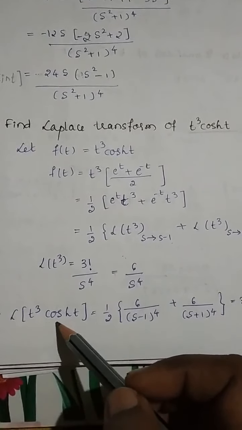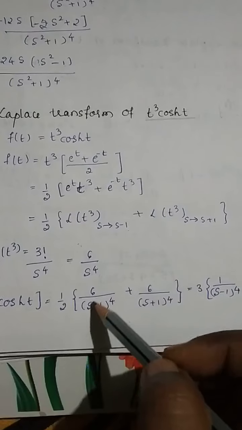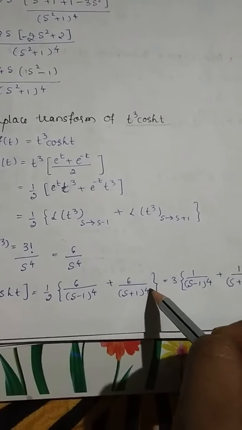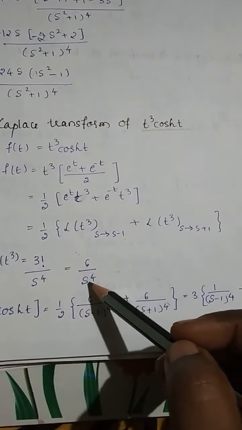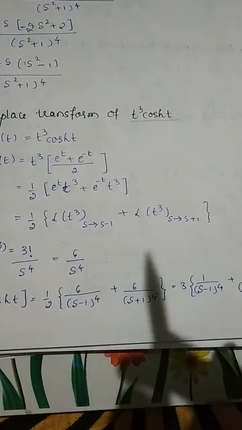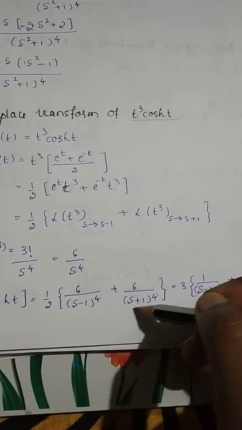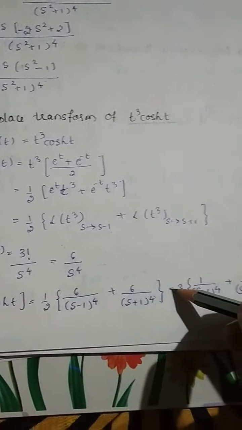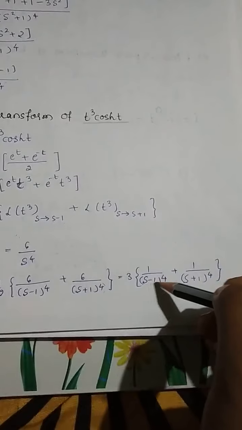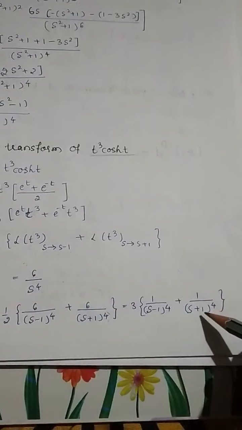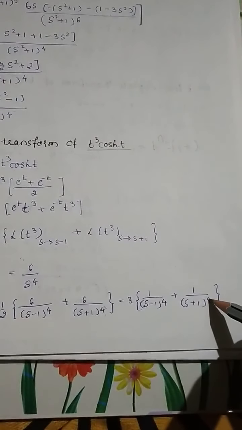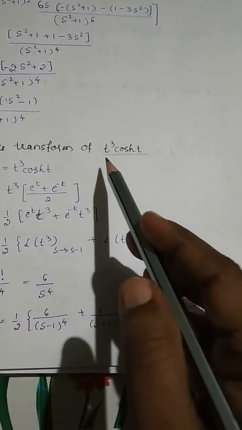Therefore, L of t cube cos ht is 1 by 2 into bracket 6 upon (s minus 1) raised to 4 plus 6 upon (s plus 1) raised to 4. The t cube Laplace transform is 6 upon s raised to 4, but s tends to s minus 1, therefore it is 6 upon (s minus 1) raised to 4 plus 6 upon (s plus 1) raised to 4. Taking 6 common, we obtain 3 into bracket 1 upon (s minus 1) raised to 4 plus 1 upon (s plus 1) raised to 4. This is the Laplace transform of t cube cos ht.